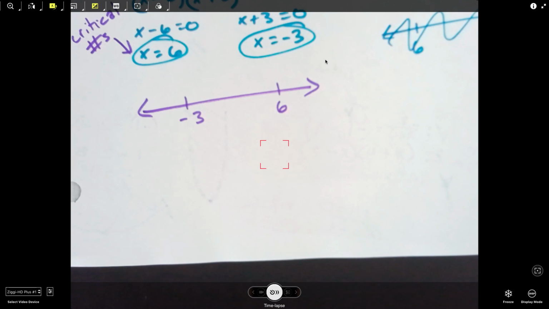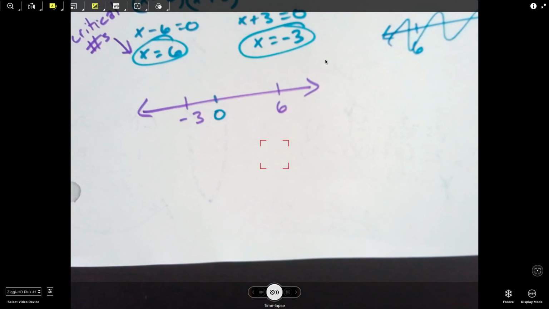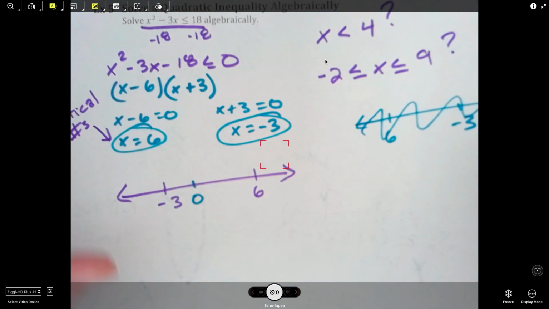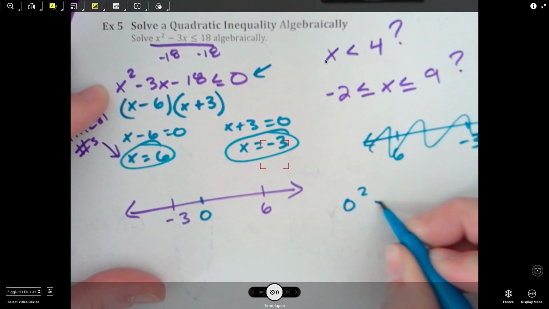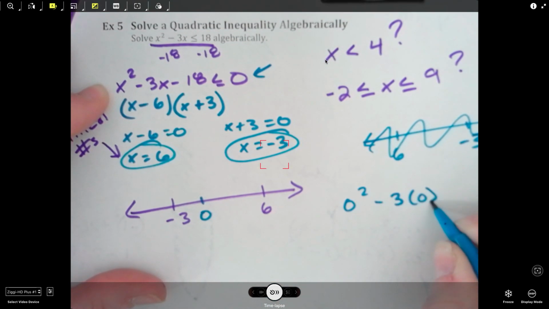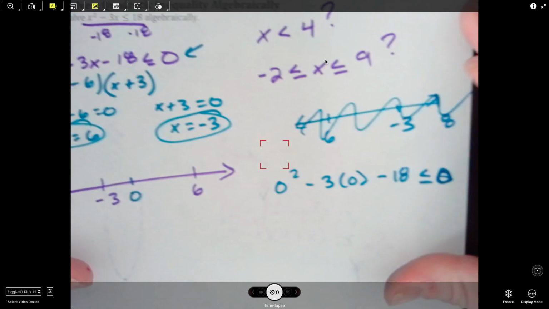Now, 0 lives right here. Will 0 always live in the middle? No. If my intervals are all over here, we're still going to plug in 0 though. So plug in 0 into this top equation up here. We are going to see right here, I do 0 squared minus 3 times 0 minus 18. We want to figure out if that's less than or equal to 0.